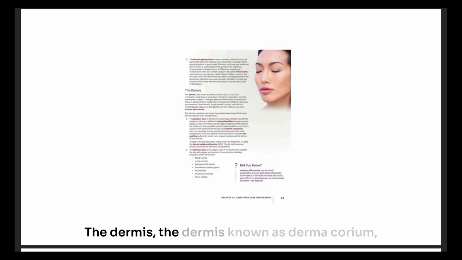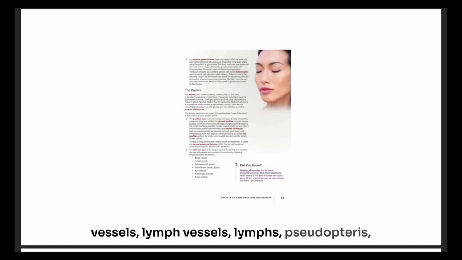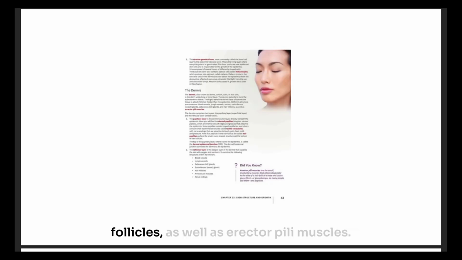The dermis. The dermis, known as derma, corium, cutis, or true skin, is the skin's underlying or inner layer. The dermis extends to form the subcutaneous tissue. The highly sensitive dermis layer of connective tissue is about 25 times thicker than the epidermis. Within its structure are numerous blood vessels, lymph vessels, lymphs, sudoriferous sweat glands, sebaceous oil glands, and hair follicles, as well as erector pili muscles.